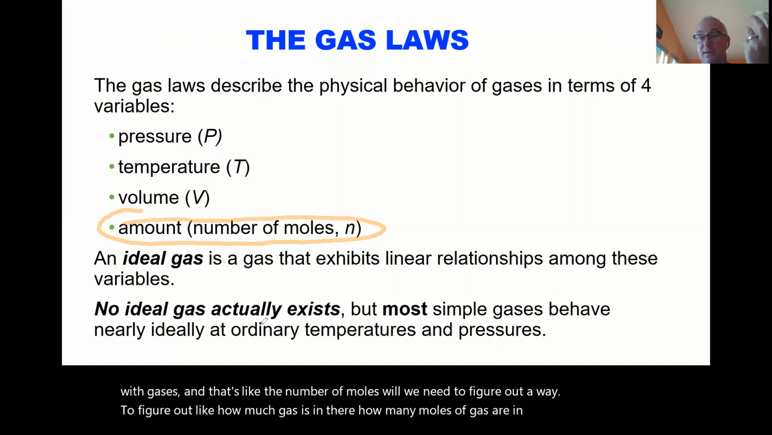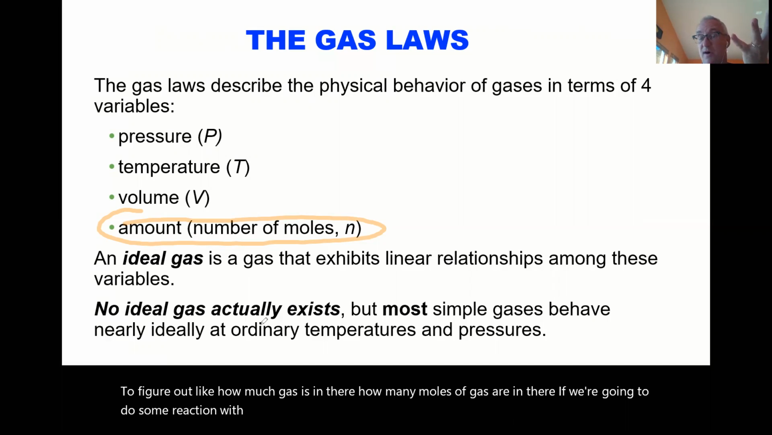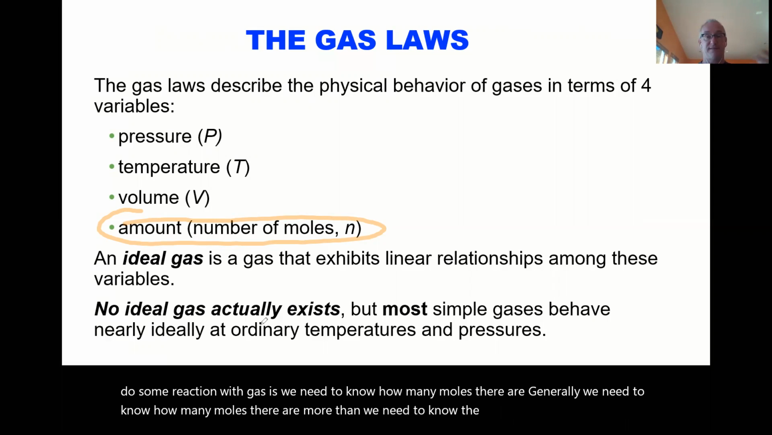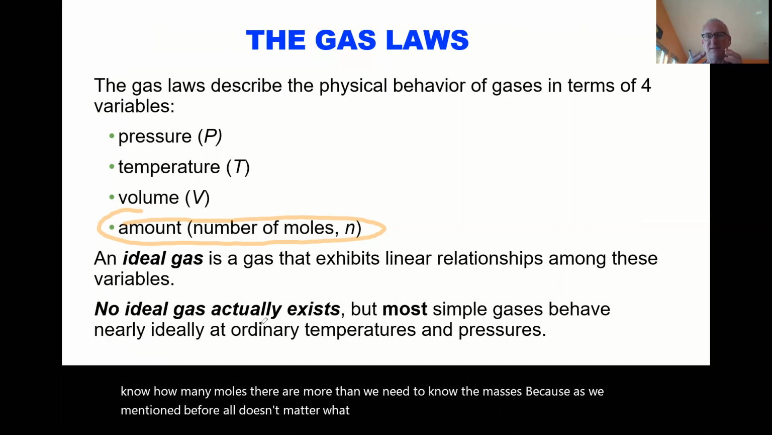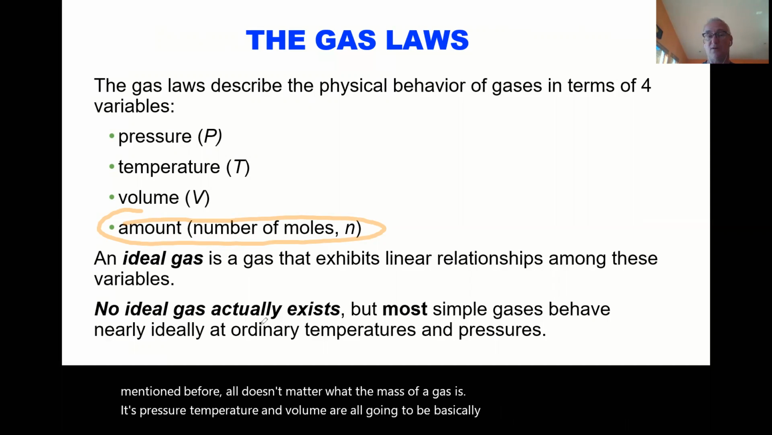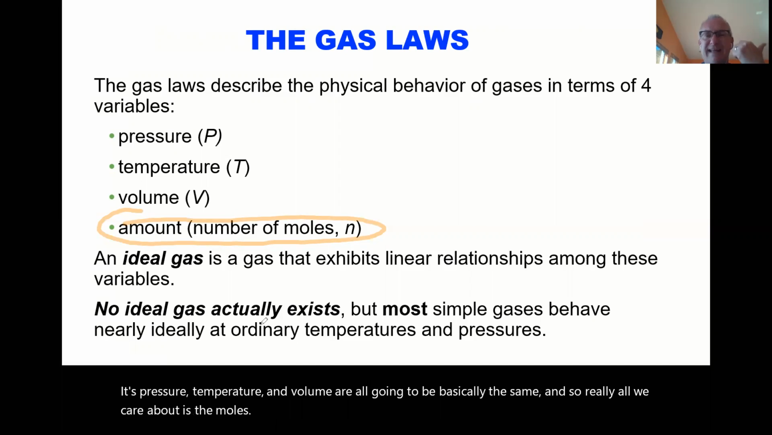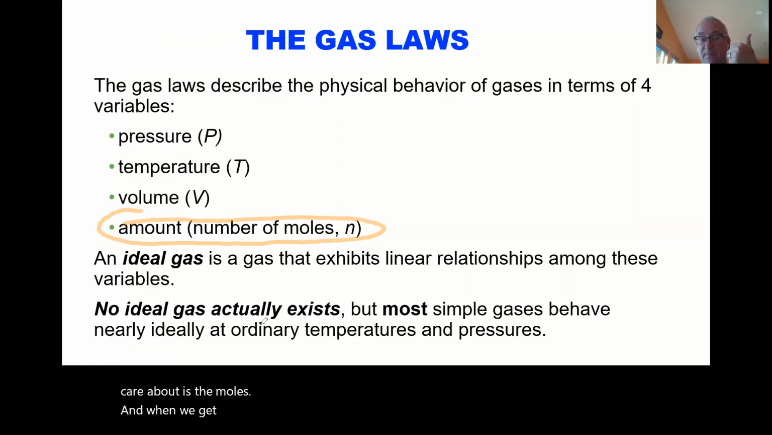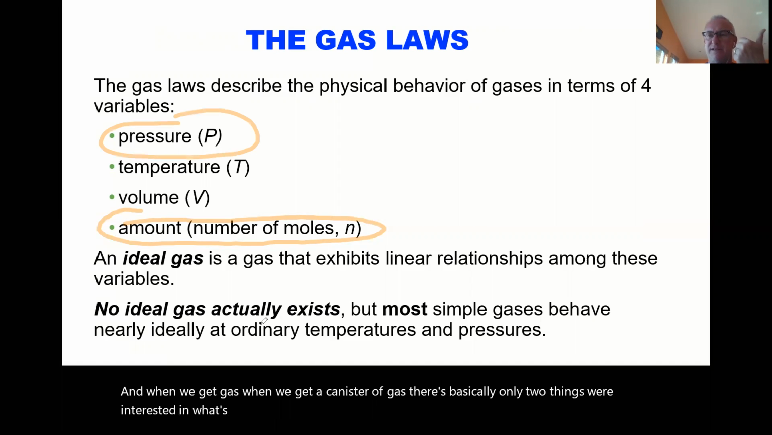If we're going to do some reaction with gases, we need to know how many moles there are. Generally, we need to know how many moles there are more than we need to know the masses. Because as we mentioned before, it doesn't matter what the mass of a gas is, its pressure and temperature and volume are all going to be basically the same. And so really all we care about is the moles. And when we get a canister of gas, there's basically only 2 things we're interested in. What's the pressure inside here and how big is it? That's going to tell me how much gas is present.